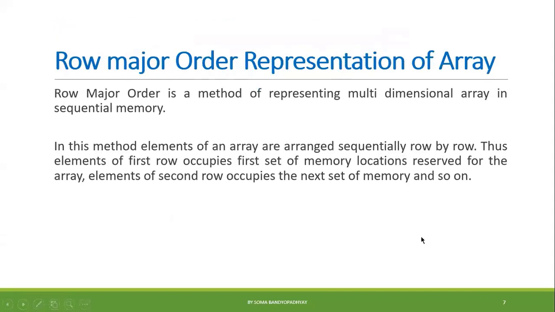Now, the row major order is a method of representing the multidimensional array in sequential memory. In this method, elements of an array are arranged sequentially row by row. Thus, elements of the first row occupy the first set of memory locations reserved for the array. Elements of the second row occupy the next set of memory locations, and so on.